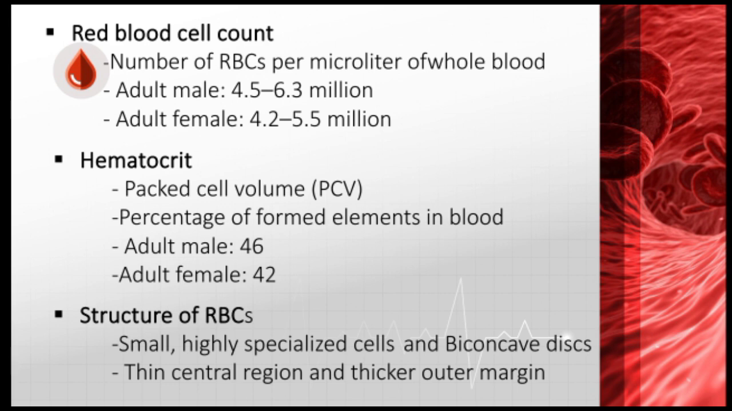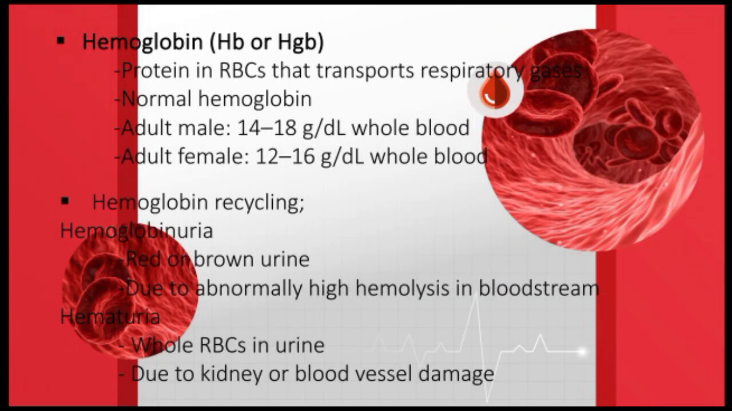Structure of red blood cells. They are small, highly specialized cells and biconcave discs, with a thin central region and thicker outer margin. Hemoglobin is the protein in red blood cells that transports respiratory gases. The normal hemoglobin for adult males is 14 to 18 grams per deciliter of whole blood, and for adult females, it is 12 to 16.